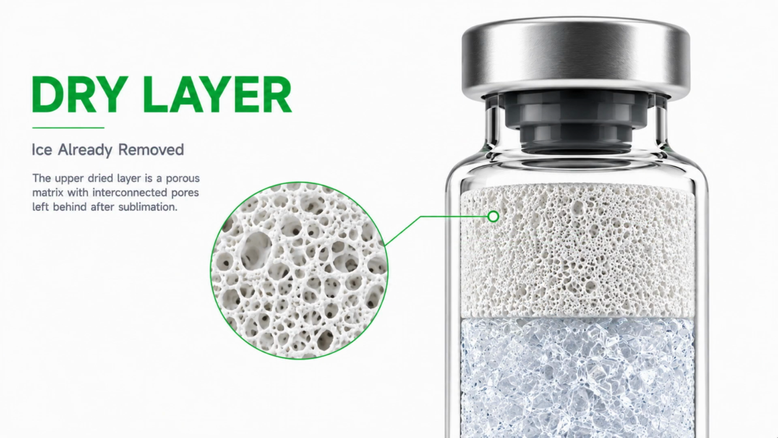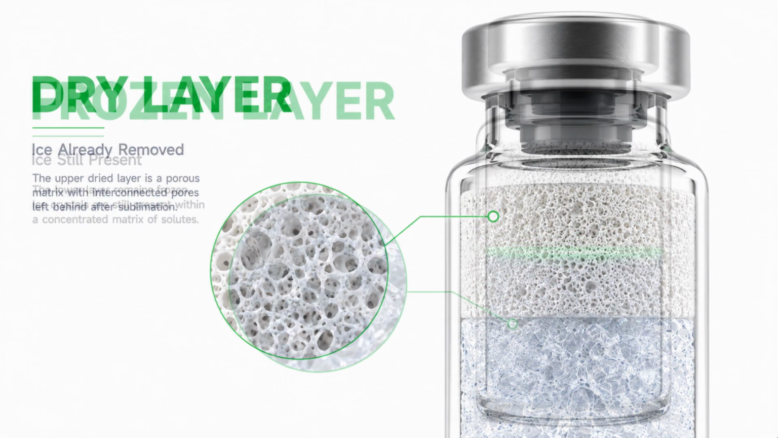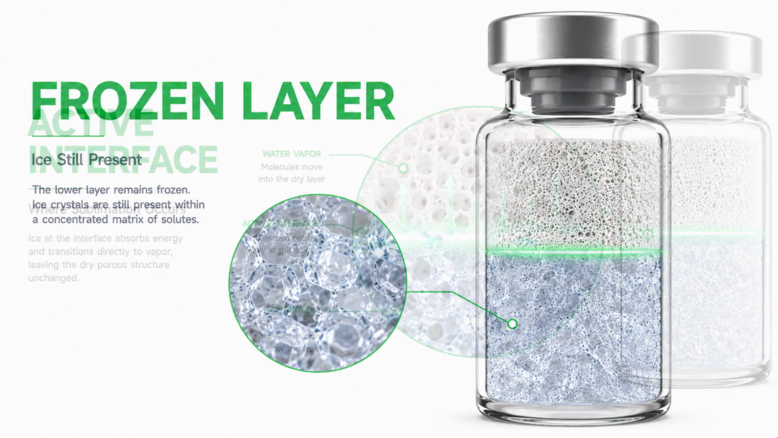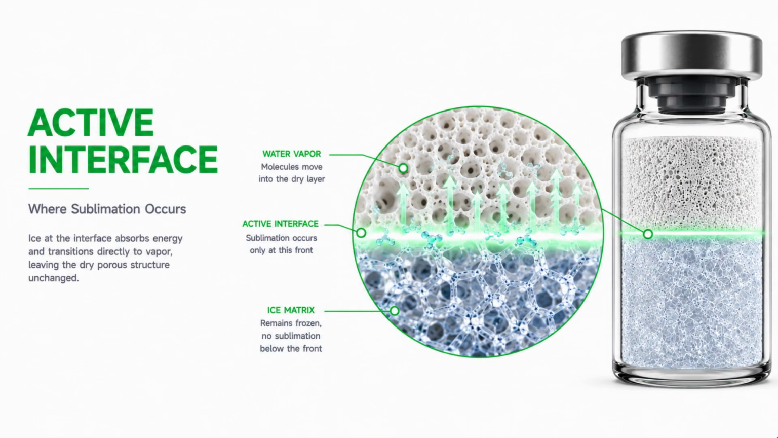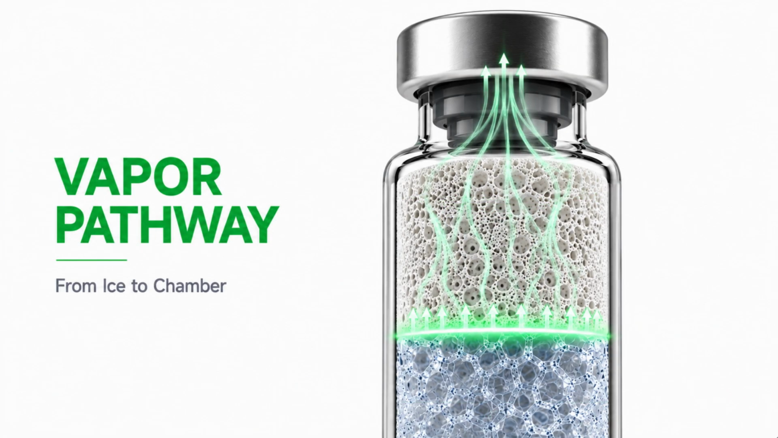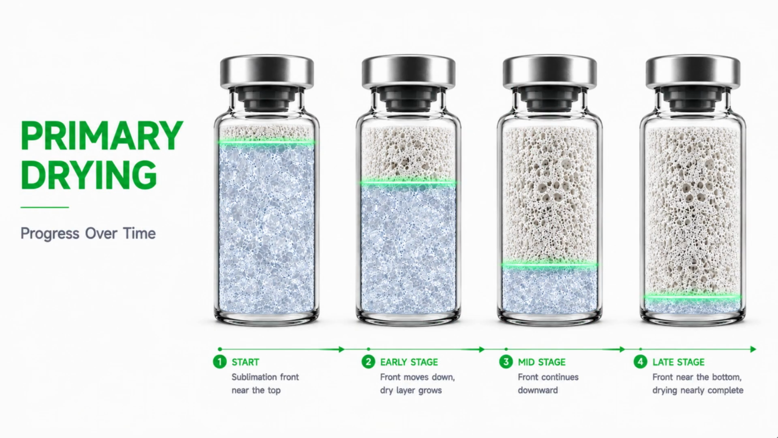Sublimation does not occur throughout the entire product line. Instead, it occurs only at a thin, moving boundary known as the sublimation front. Above this interface is a dry, porous layer where the ice has already been removed. Below it, the product remains completely frozen. As ice sublimes, the front gradually moves downward through the vial, while the generated water vapor travels upward through the dry layer and exits the product. By the end of primary drying, the sublimation front reaches the bottom, leaving behind a completely dried, porous structure.